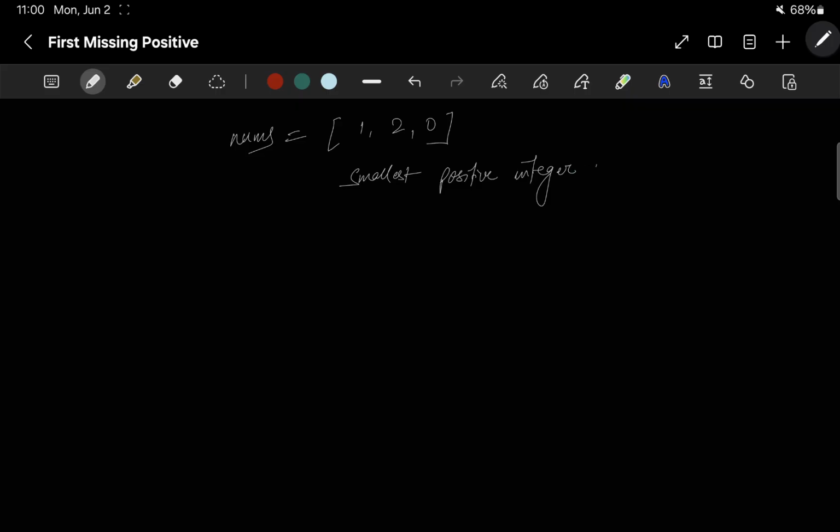Okay, so if you see, what is the smallest positive integer that we know that exists? It is 1, right? But 1 is here. The next smallest is 2. 2 is also here. The next smallest positive integer is 3 and 3 is not here. So for this answer is 3.